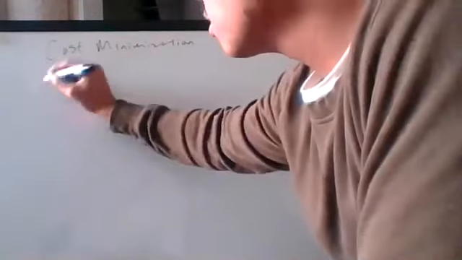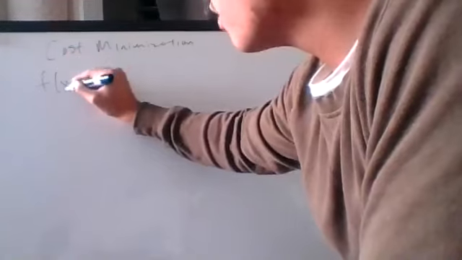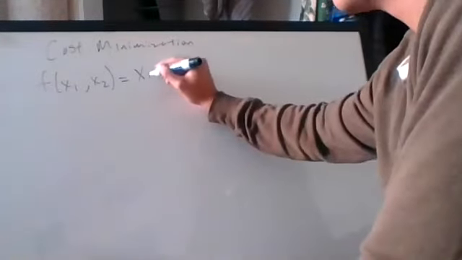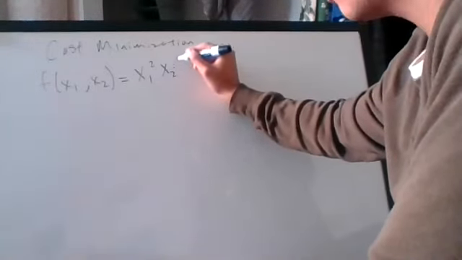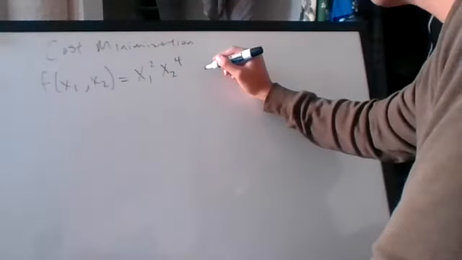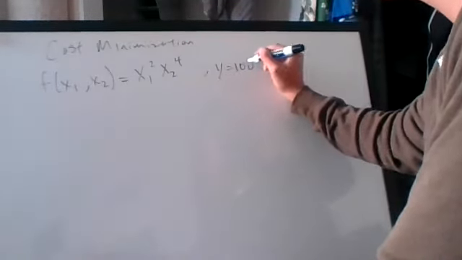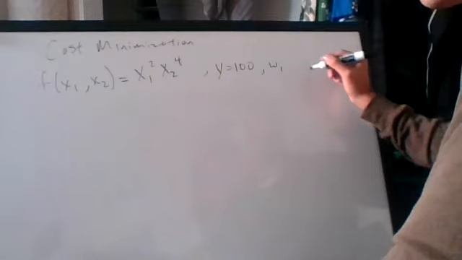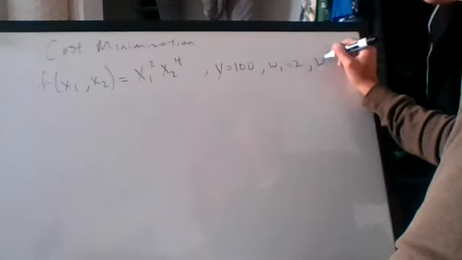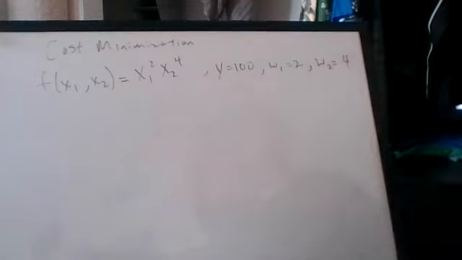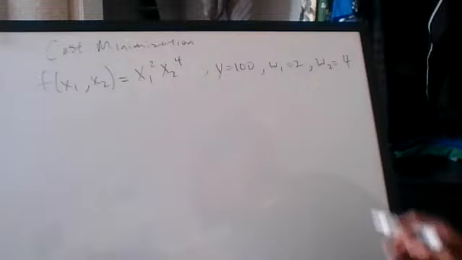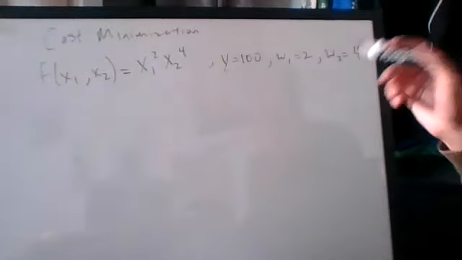So let's say that we have a production function f of x1, x2 equal to x1 squared times x2 to the fourth. We are set to produce 100 units, and the costs of our inputs are 2 and 4 respectively, meaning that this is the cost of input 1 and this is the cost of input 2. So how do we approach this problem?